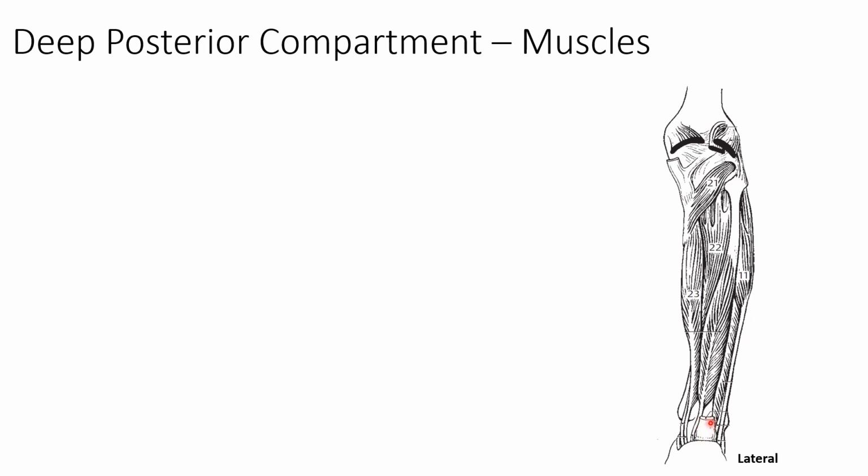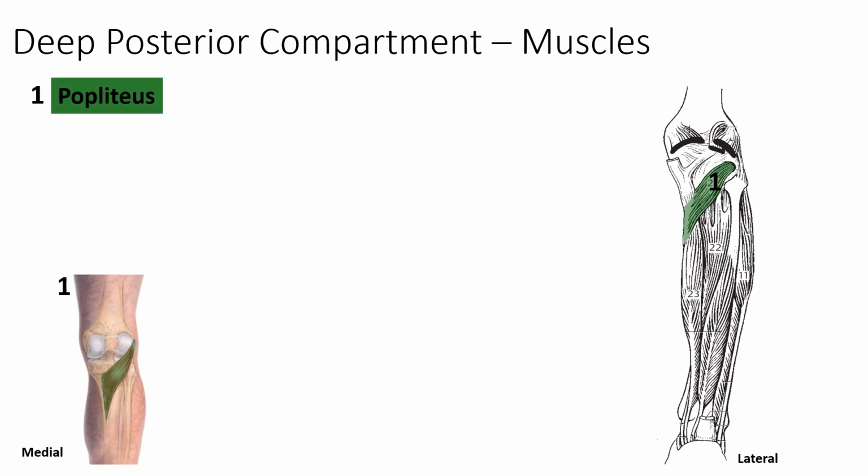So remember, those were muscles of the superficial posterior compartment, and we have to cut those away to see muscles in our deep posterior compartment. So the first muscle that we're going to talk about is the popliteus muscle. So it is located very deep on the back of the knee joint in the deep posterior compartment.